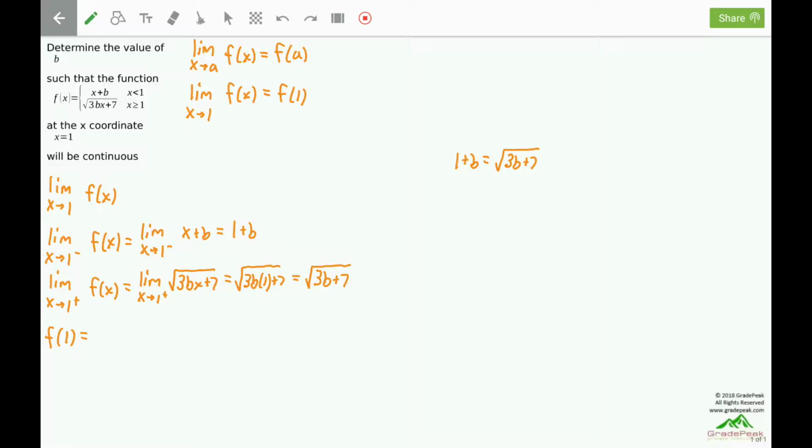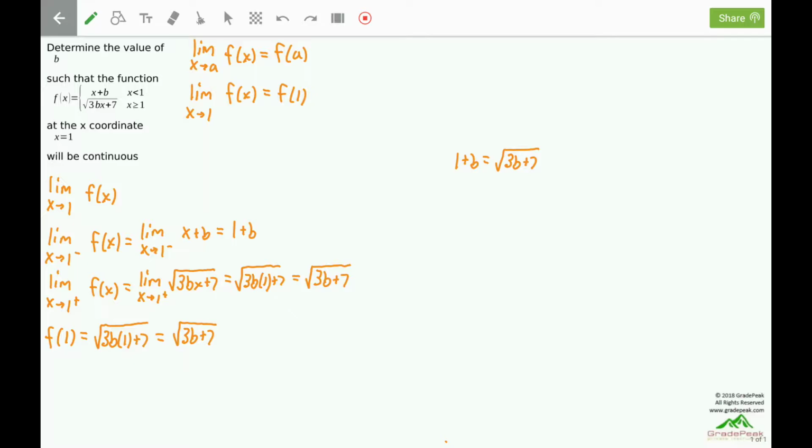F of 1 for the split expression function up here will be evaluated where x can be a 1. X includes a 1 there, so we'll plug a 1 in for the square root of 3b times x, plus 7. 3b times a 1 is a 3b plus a 7. And we're resulting in the exact expression we have for the right side limit. So at the very least, we are continuous from the right, as long as that b keeps it positive under the square root.